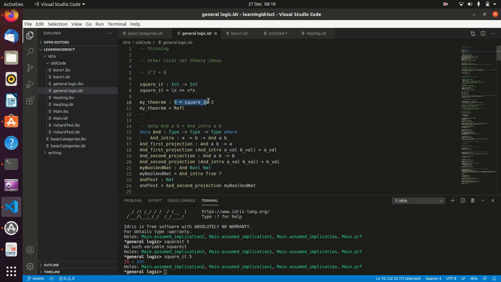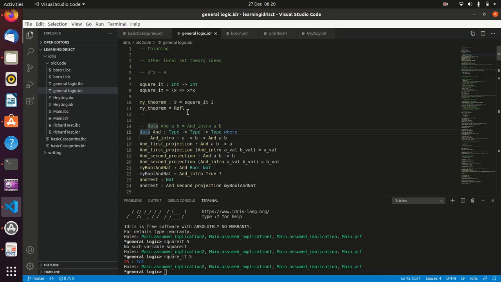The identity type can also be gotten by using an equal sign, and we can think about this kind of duality of propositions as types. So for example, here we're saying that my theorem is something of the type 9 is equal to square root of 3. So in other words, my theorem is a member of the identity type 9 equals 9. And if we set my theorem to be this reflexive kind of element, then that is indeed an element of the appropriate type.